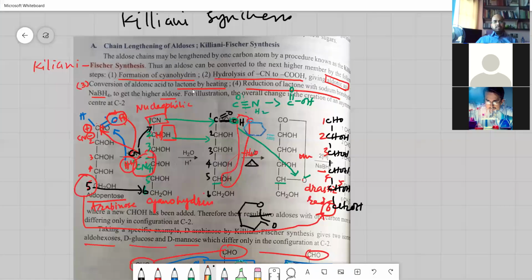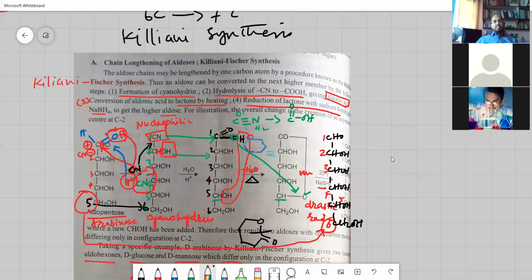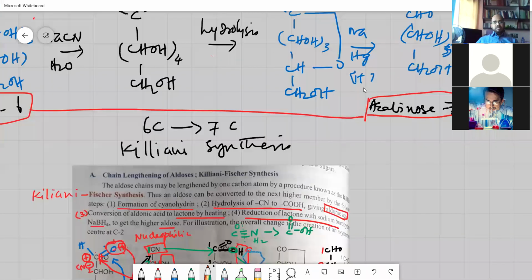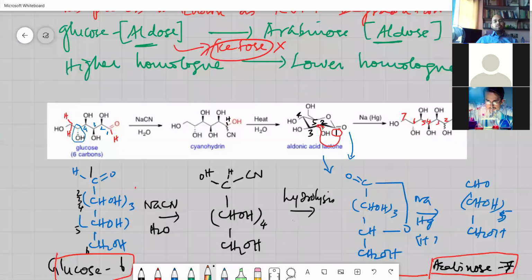Okay, formation of cyanohydrin, hydrolysis of cyanide to COOH to give aldonic acid, conversion of aldonic acid to lactone by heating, reduction of lactone with sodium borohydride to give higher aldose. Okay, so this is chain lengthening. This is chain lengthening. In the chain shortening process, you do this thing.